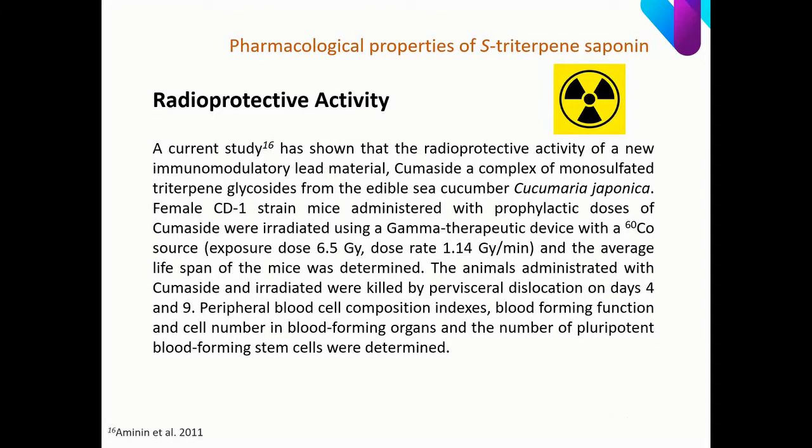Another pharmacological property of sulfur-containing saponins: a current study has demonstrated the radioprotective activity of a new immunomodulatory lead material, cumaside, a complex of monosulfated triterpene glycosides from the edible Cucumaria japonica, and the results show that sulfur-containing saponin molecules had a radioprotective activity, in particular cobalt isomers.